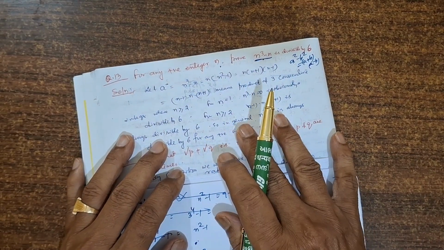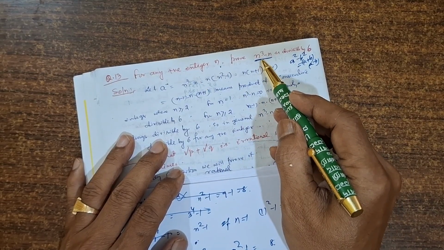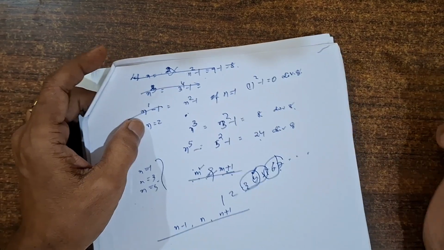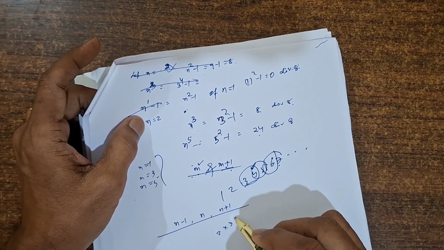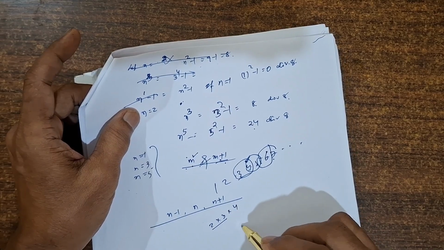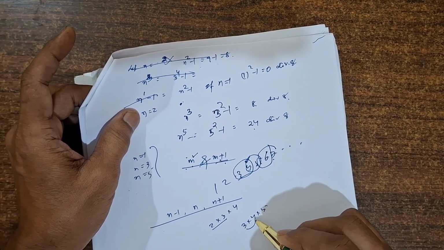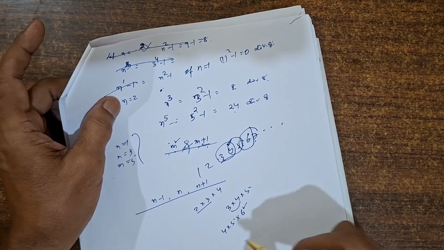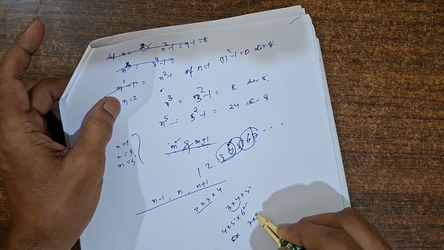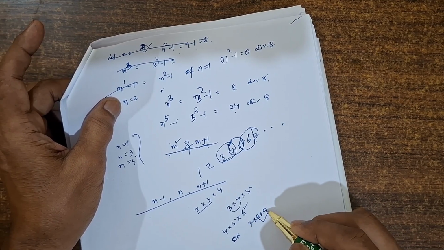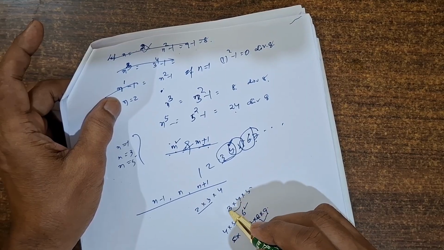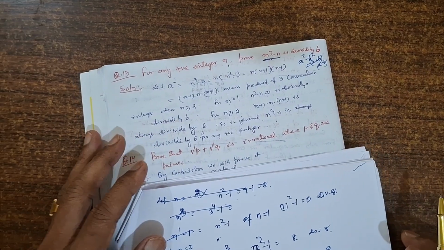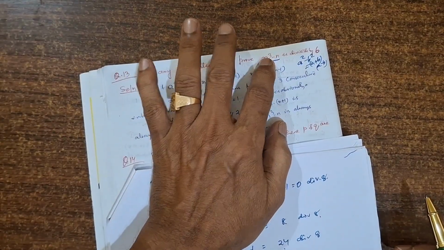So what aspect did you use here? You just factorize and get that this is the product of 3 consecutive numbers, and the product of 3 consecutive numbers is always divisible by 6. Take any numbers: 2 into 3 into 4 is divisible by 6. 3 into 4 into 5 is also divisible by 6. 4 into 5 into 6 is automatically divisible by 6. 5 into 6 into 7 is also divisible by 6. It has the factors 2 and 3, so it is divisible by 6. Any 3 consecutive numbers are always divisible by 6.